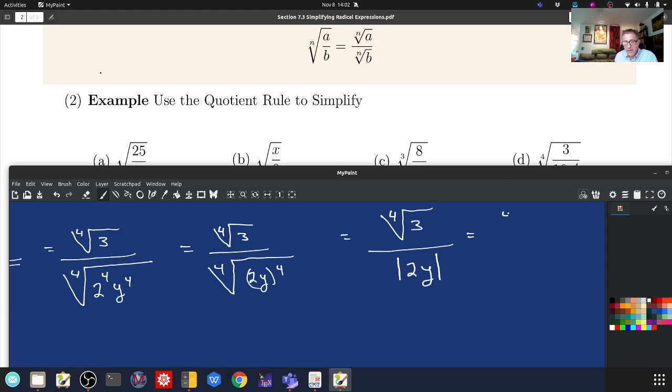And there's one last simplification here, and these are simplifications that I think MyMathLab will make you do. So since 2 is positive, it's always positive, I can take it from in between the absolute value signs. So it's 2 times the absolute value of y. And that's the end of that one.